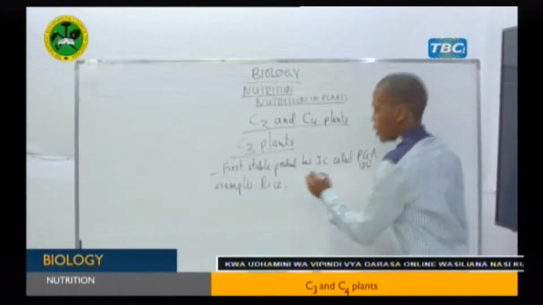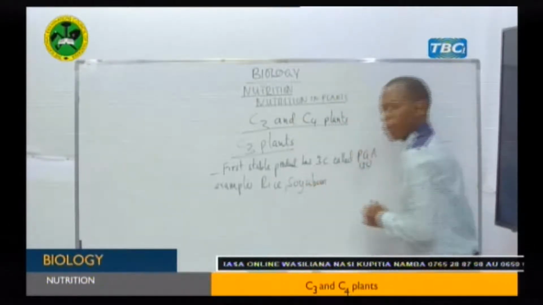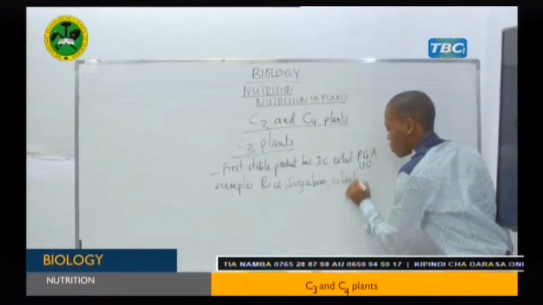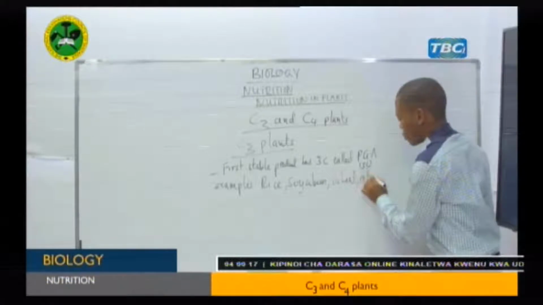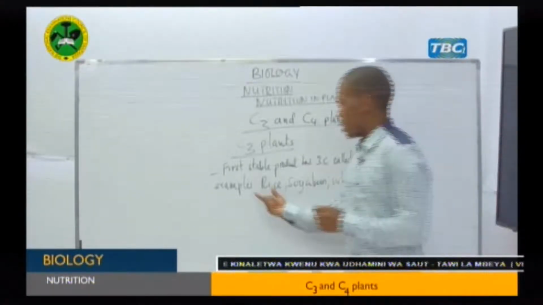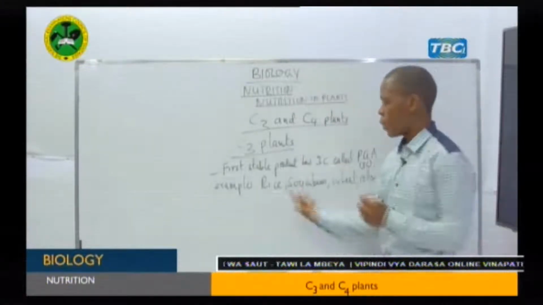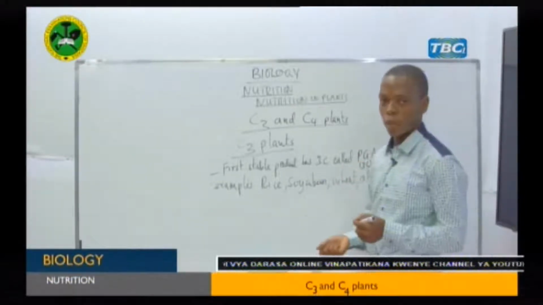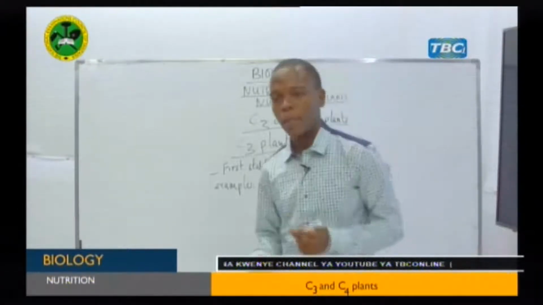Examples of C3 plants are soybeans, wheat, also cotton, etc. These are the examples of C3 plants. It means during photosynthesis of these plants, the first stable product formed is a 3 carbon compound, and these plants are referred to as C3 plants.